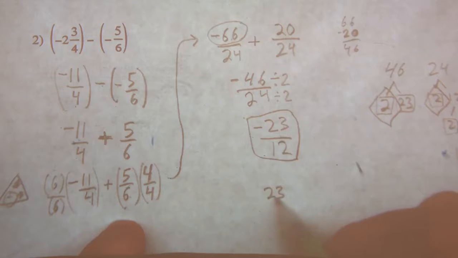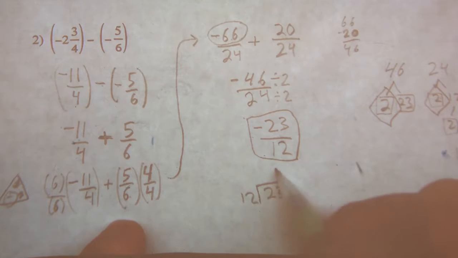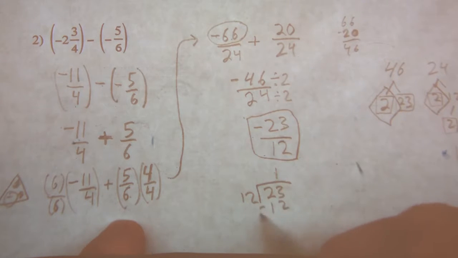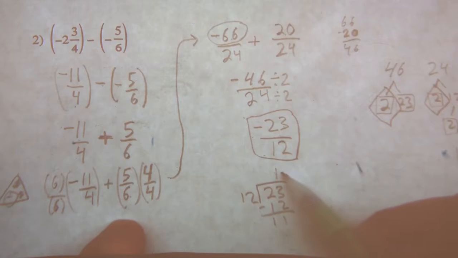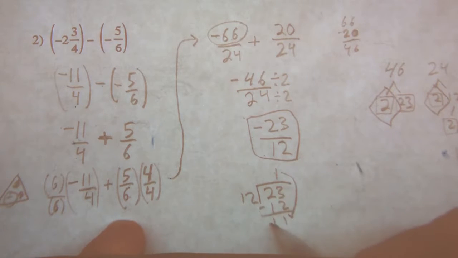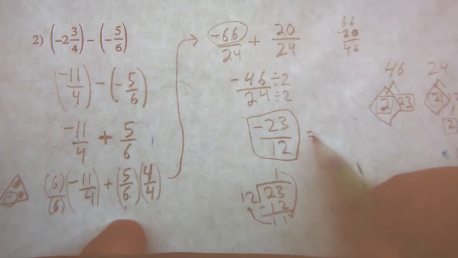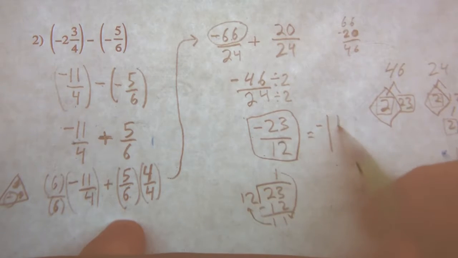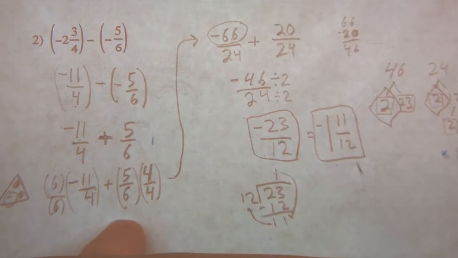Negative 23 divided by 12. 12 goes in 1 time with a remainder of 11, so that's going to be negative 1 and 11/12. So this is also equal to negative, don't lose your negative, negative 1 and 11/12. And that's also a great simplified or reduced answer.